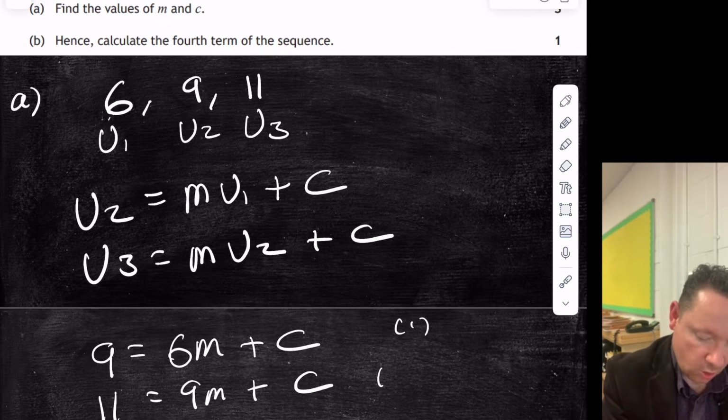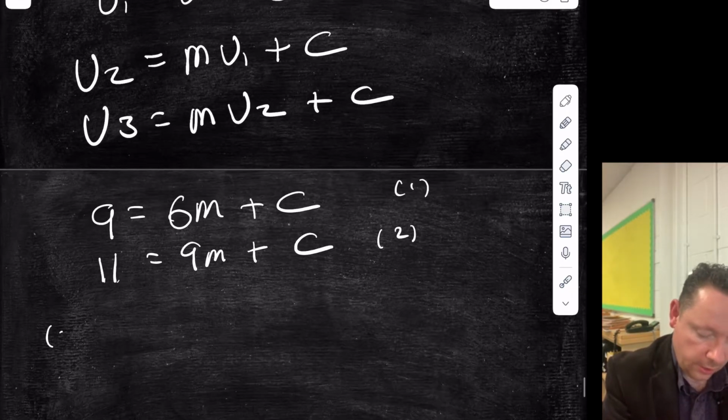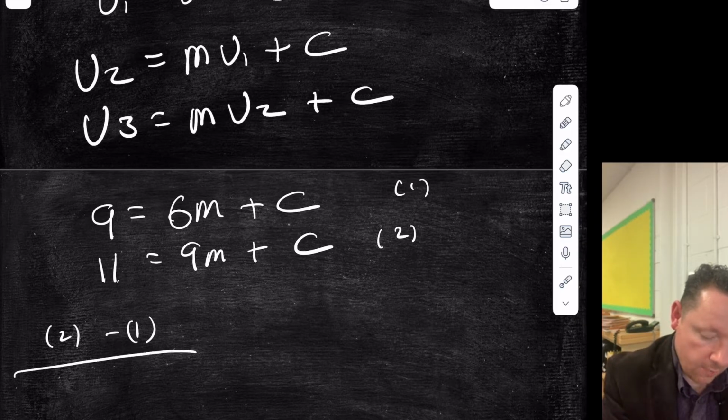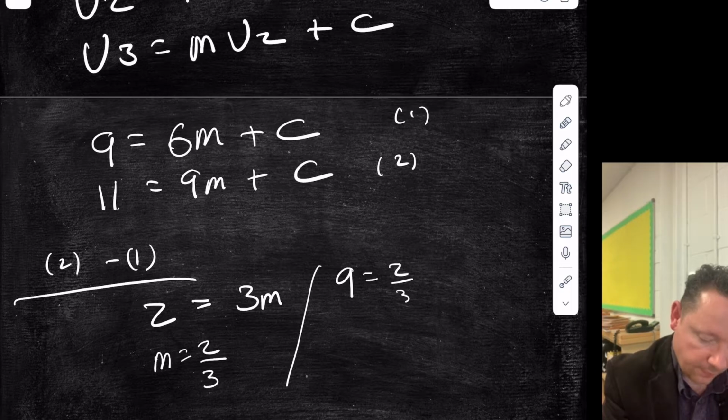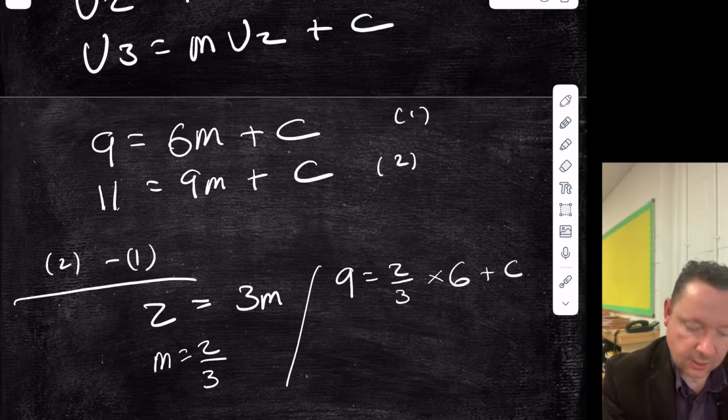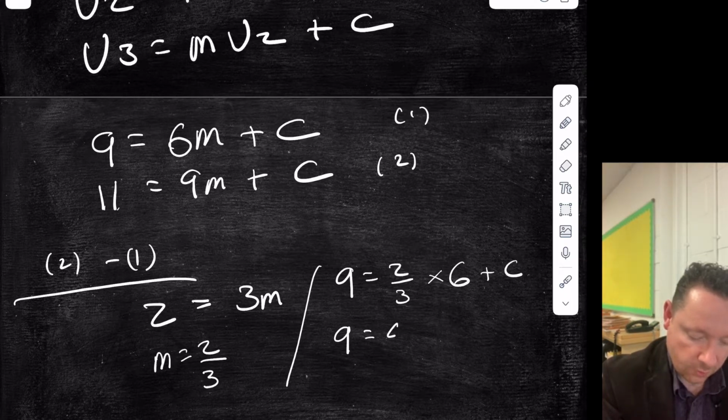Simultaneous equations to solve. So we can just do 2 take away 1. That gives me 11 take away 9 is 2, is equal to 3m. So m is 2/3. Sub that in, we get 9 is equal to 2/3 times 6 plus c. 6 2s are 12, divided by 3 is 4. So 9 is equal to 4 plus c, and therefore c is equal to 5.